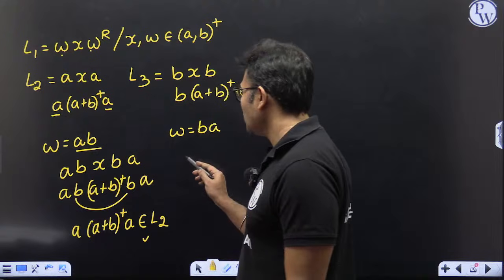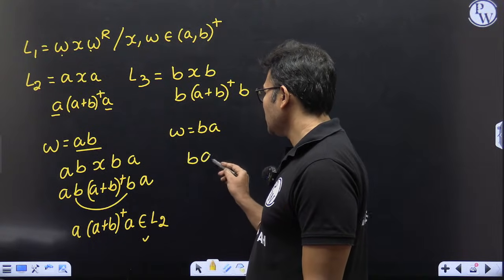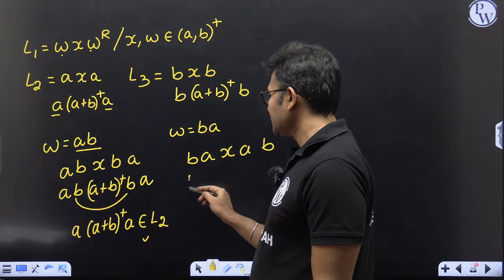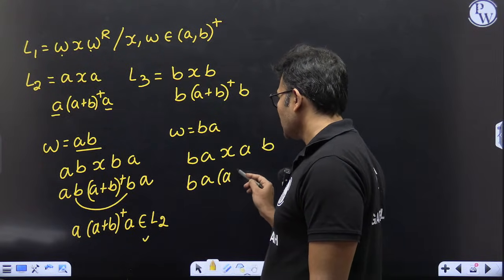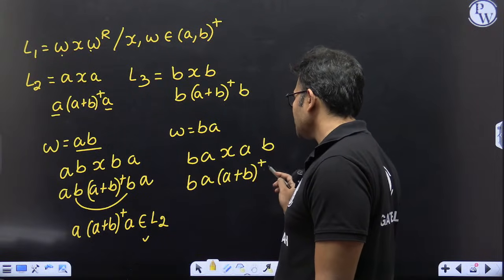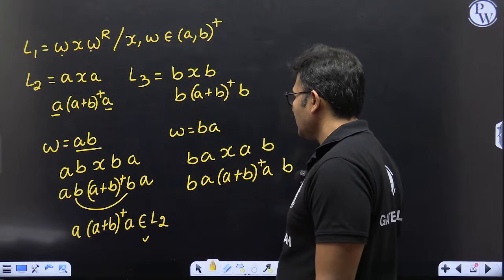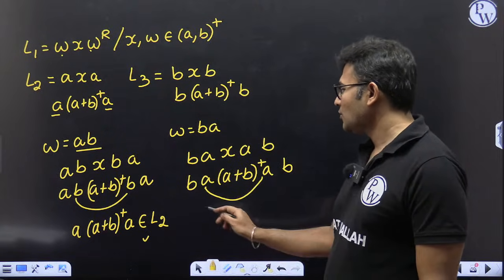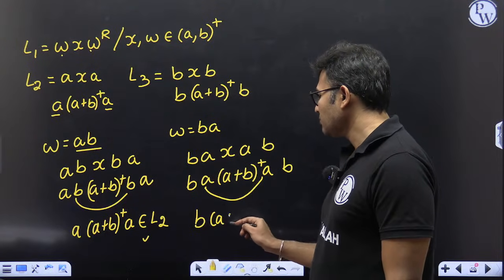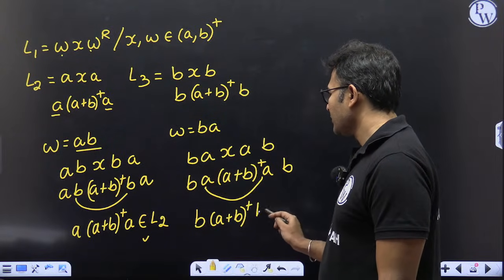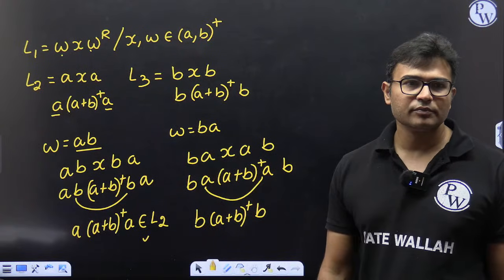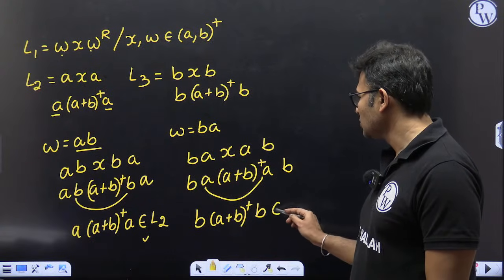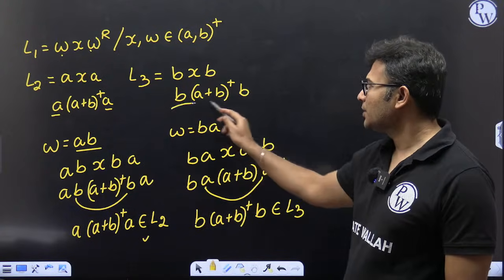So if W equal to BA, we are going to get a string BA X AB, right? Now what is X? X is A plus B plus, right? So it is A plus B plus AB. Now this A plus B plus will expand and take A and A. Now this string will become BA plus B plus B, right? Very good, Vikram.